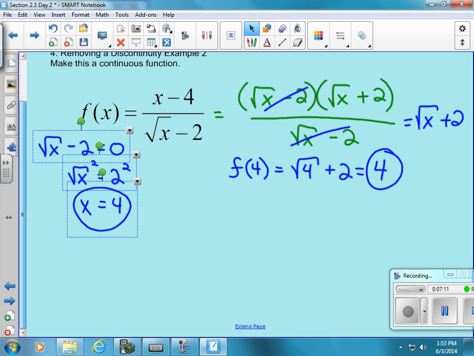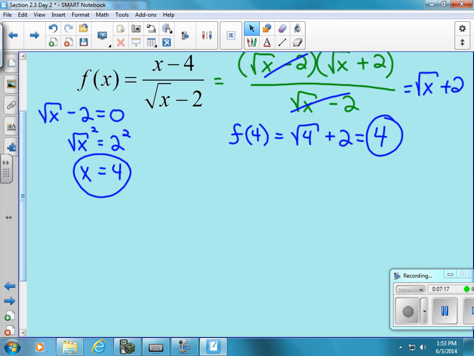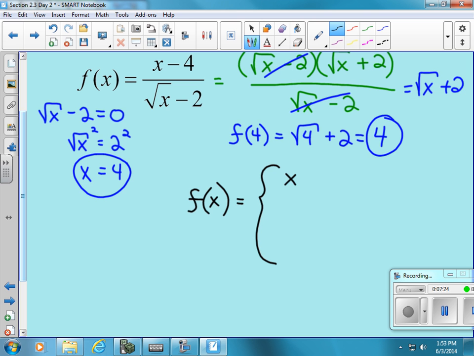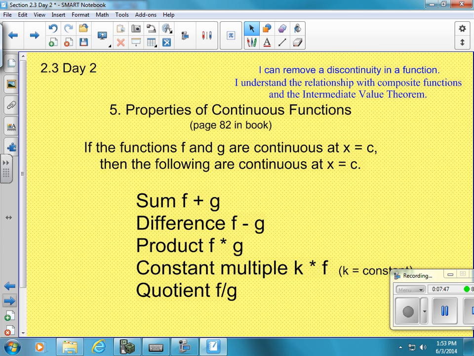So let's rewrite our brand new function. All right, with a little black pen here. You always take your original equation and set it up at x is not equal to 4. And here is x equals 4. We said our function would also be equal to 4. So that's our brand new function made into a continuous function at x equals 4.